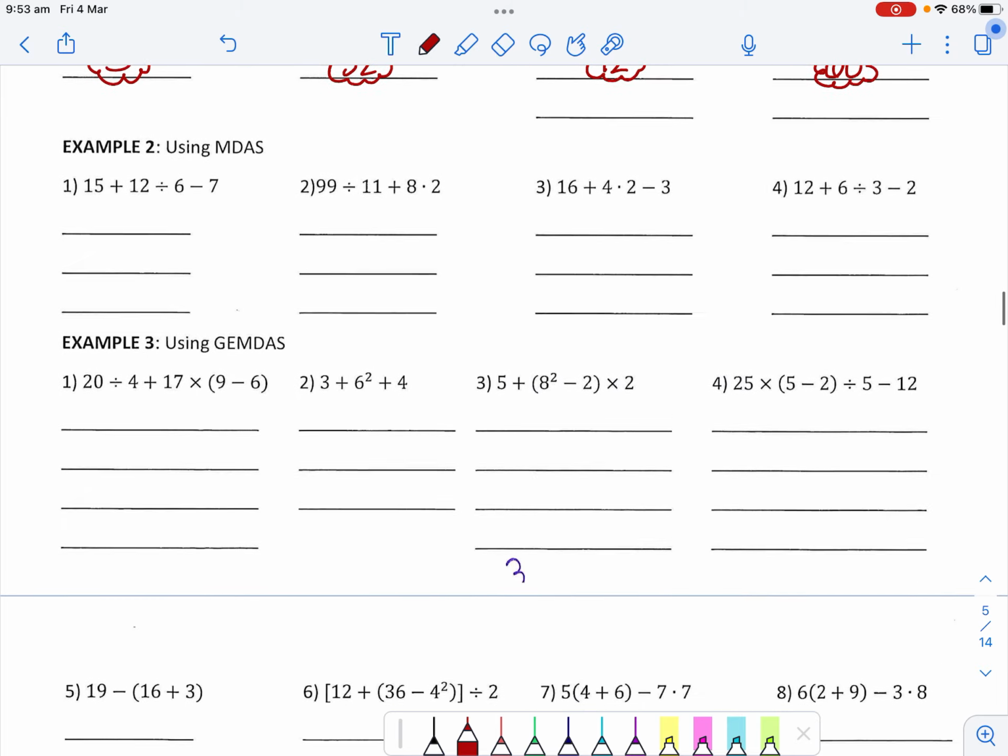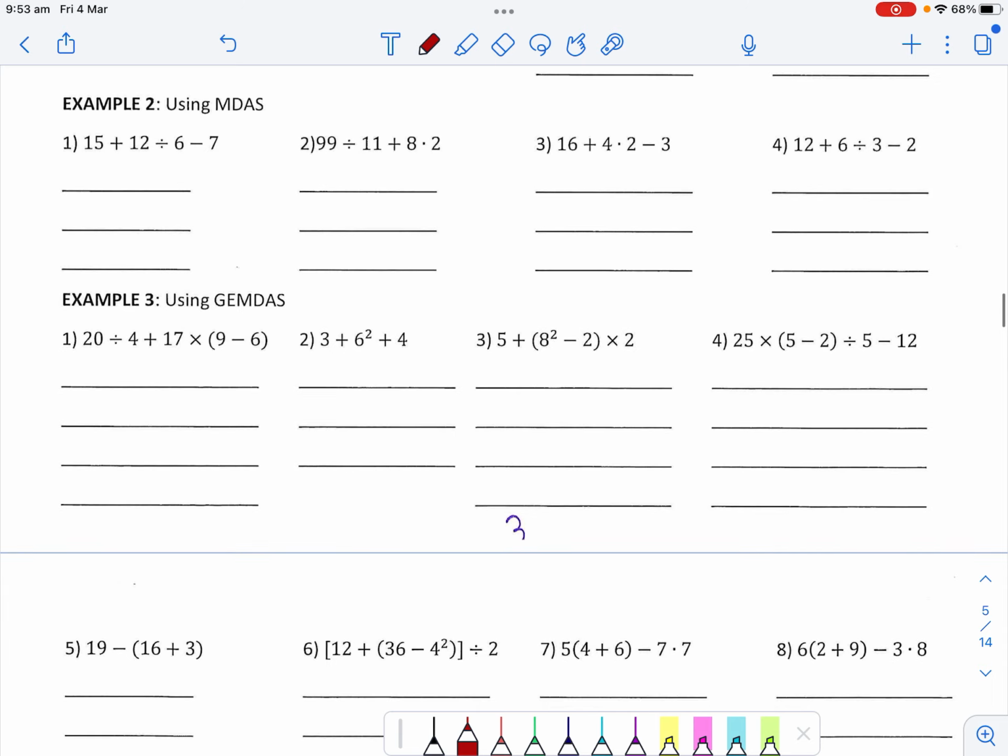In example 2, it says using MDAS, so multiplication, division, addition, subtraction from left to right. So in this one, I'm going to start with my division because division comes before addition and subtraction. So my first line is going to be 15 plus 2 minus 7. Then I'm going to do my addition because that comes first. So 17 minus 7, and 17 minus 7 is 10.